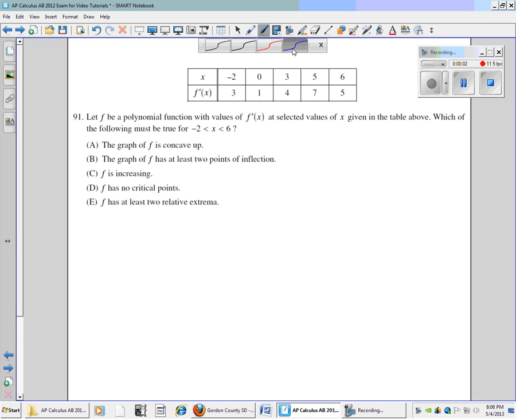This is problem number 91 of the 2012 AP Calculus exam. Let f be a polynomial function with values of f prime of x at selected values of x given in the table above. Which of the following must be true for x greater than -2 and less than 6?